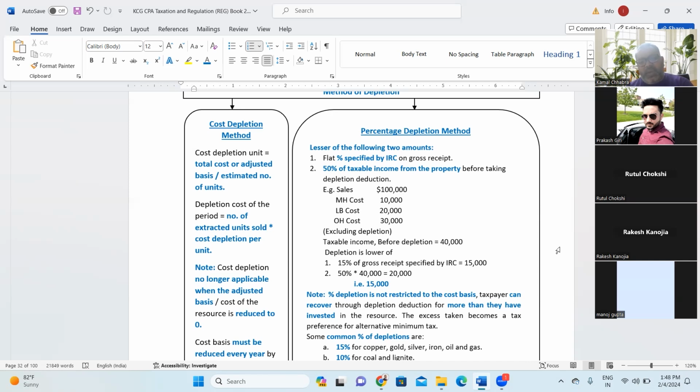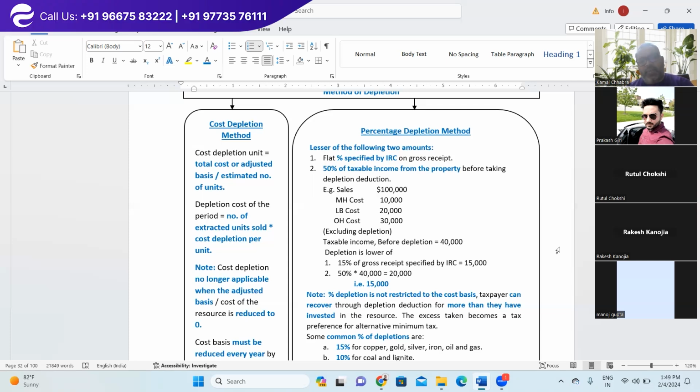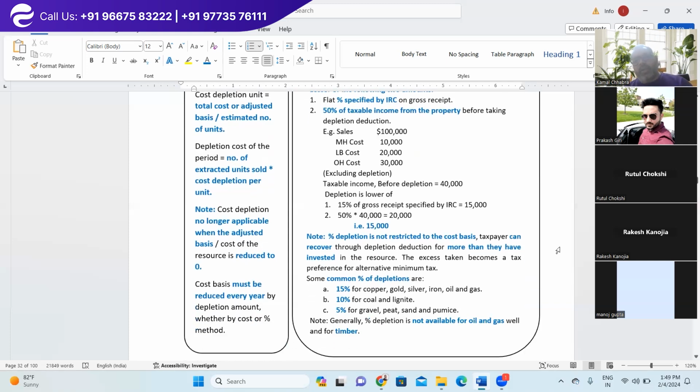So the depletion will be the lower of the following. Let's assume in IRS the defined percentage is 15%. So 15% of the gross receipts specified by IRC, that is $15,000, or 50% of the taxable income without depletion expense, that is 50% of 40,000, which is 20,000. So which one is lower? 15,000, right? So you can consider 15,000 as depletion under the percentage depletion method.